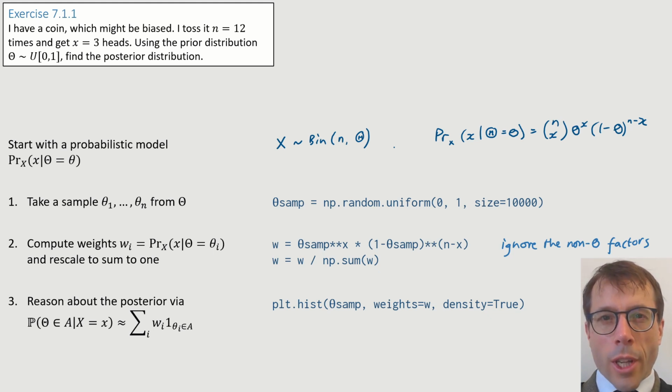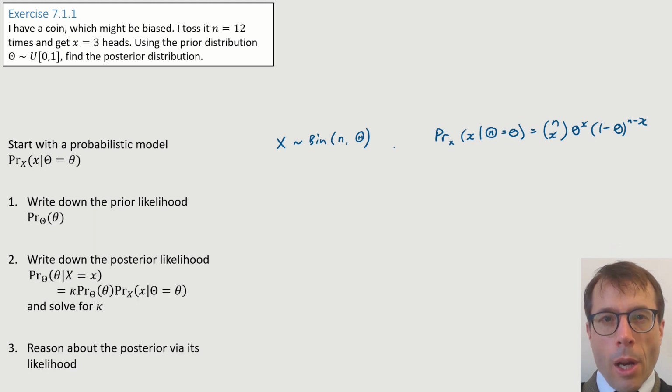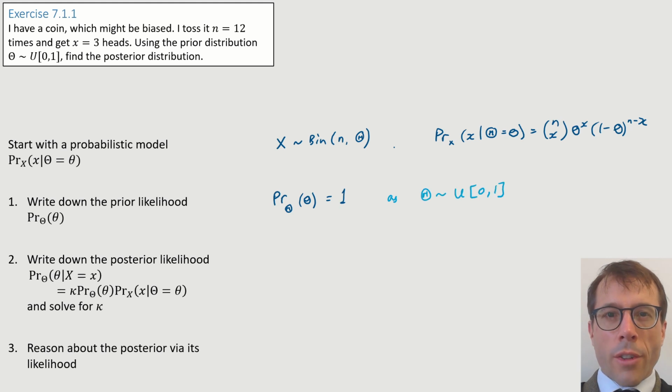Let's run through this question again, but this time we're going to do it mathematically. Our probability model for the data is exactly the same as before. It's just the next 3 steps that are different. Step 1, write out the prior likelihood function. The question tells us that the prior distribution is uniform in the range 0 to 1, so the prior likelihood function is constant, equal to 1.